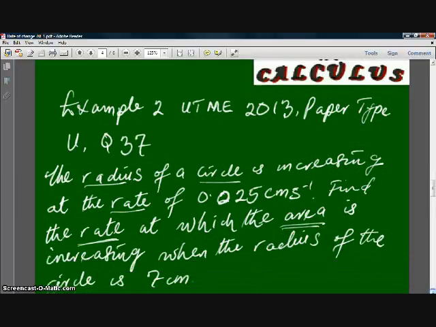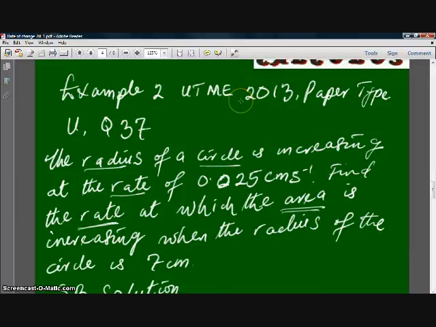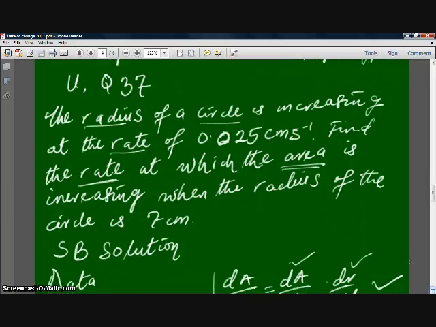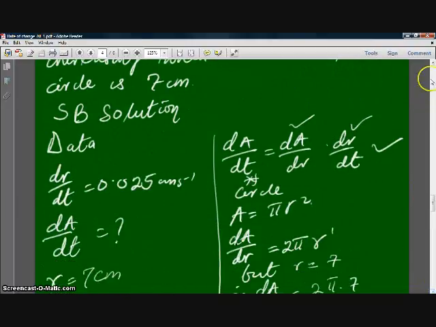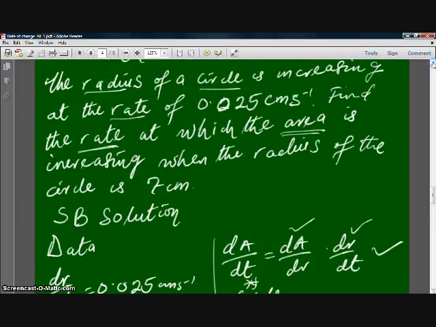So let's look at example 2, UTME 2013, paper type U, question 37. So let's look at it. The radius of a circle is increasing at the rate of 0.025 centimeter per second. Find the rate at which the area is increasing when the radius of the circle is 7 centimeter. So as usual, just bring out the data. Okay, so what do we have here?